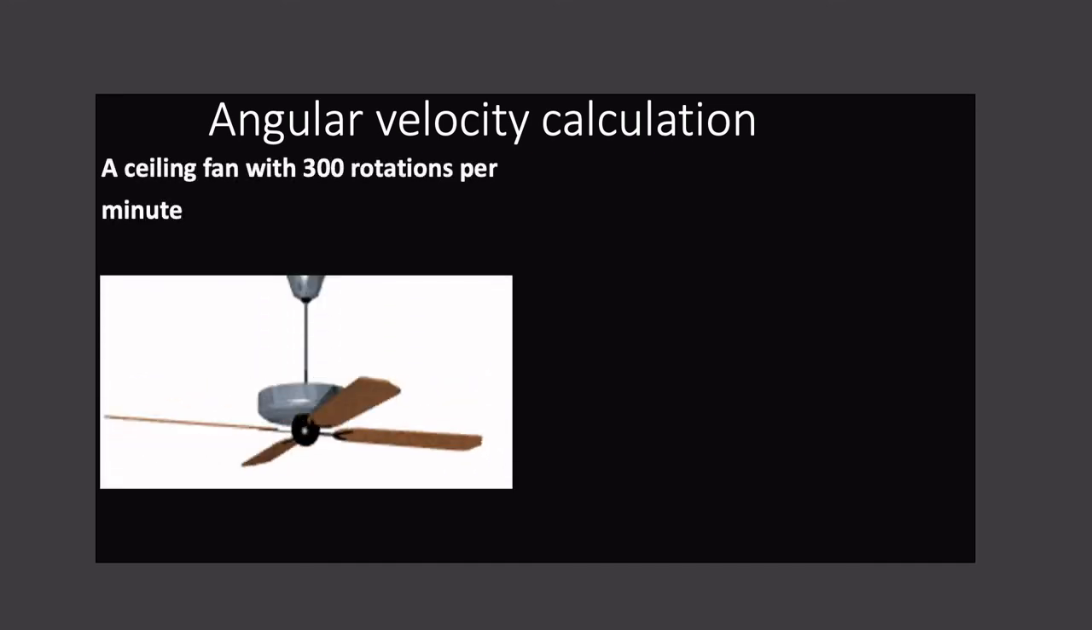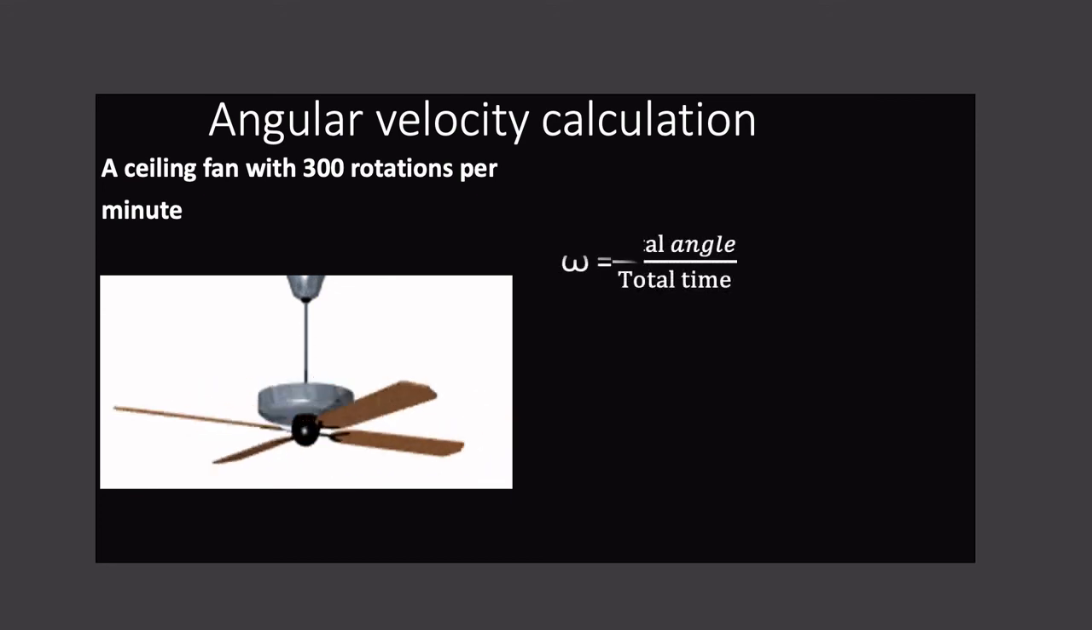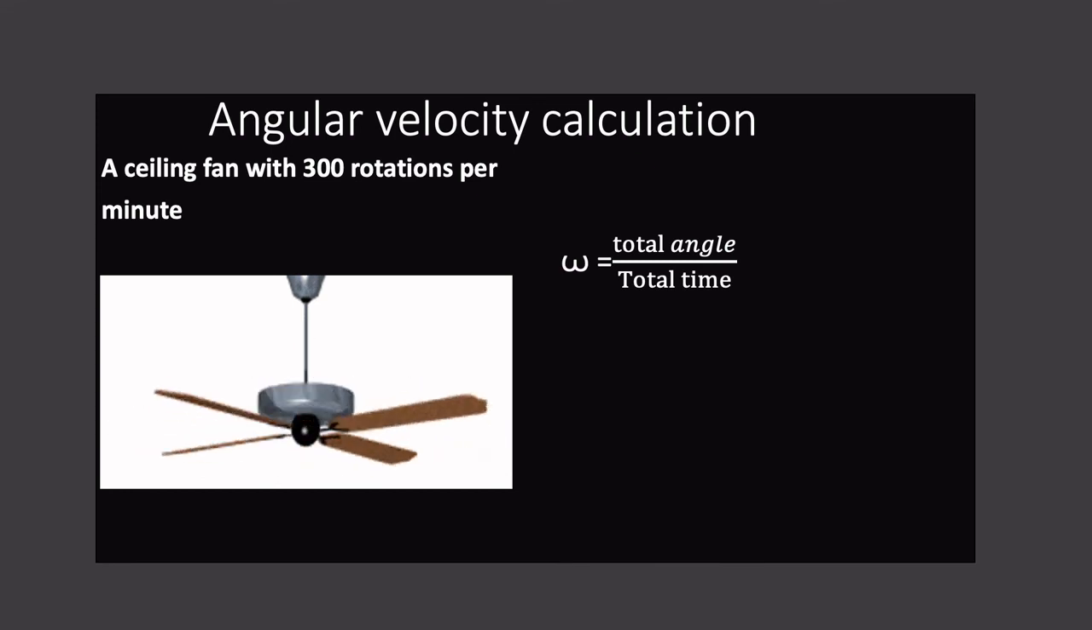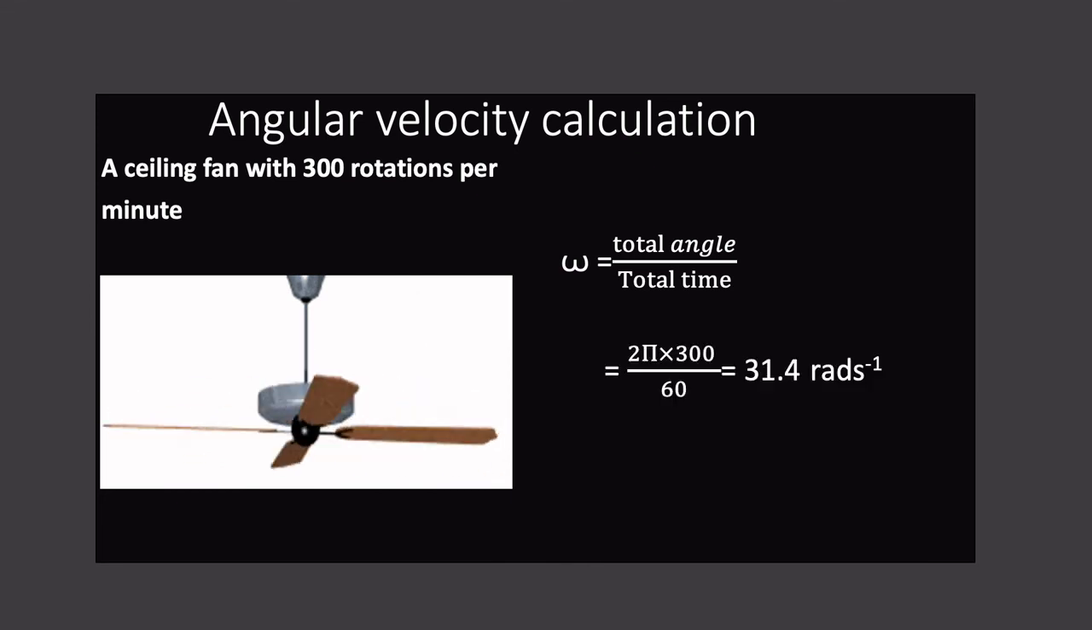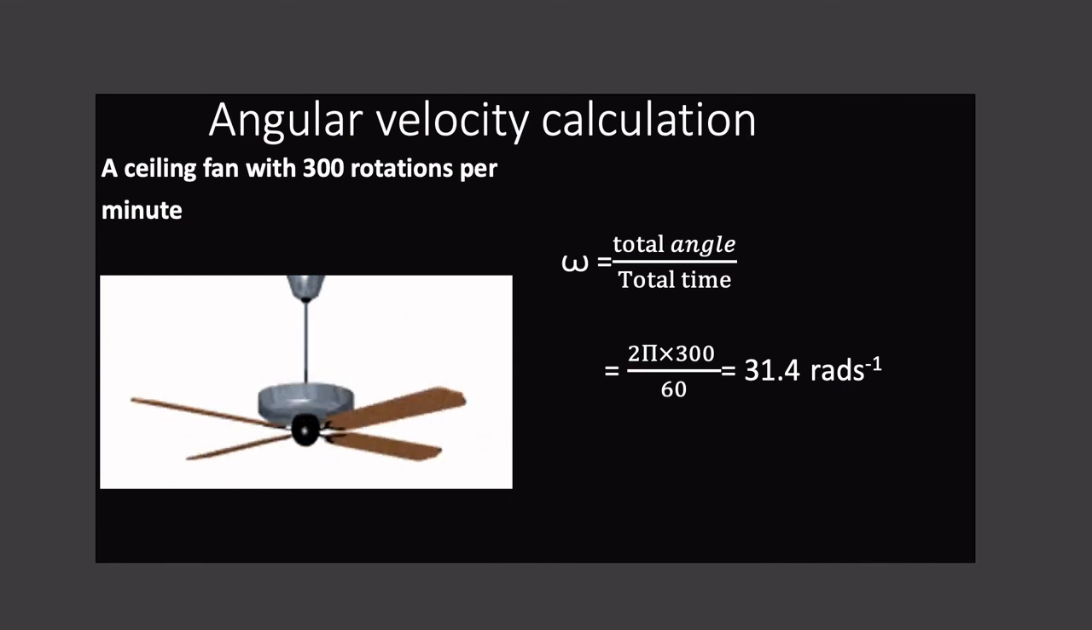Another example. A ceiling fan with 300 rotations per minute. So in previous questions, there was only one rotation. But here 300 rotations are there. So you have to use the total angle. So equation for omega here it is total angle divided by total time. So here 300 rotations are there. So it is 2 pi into 300 divided by 60. Careful about the numerator. The answer is 31.4 radians per second.